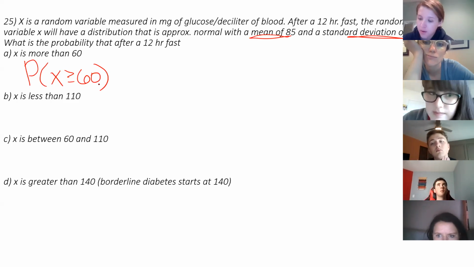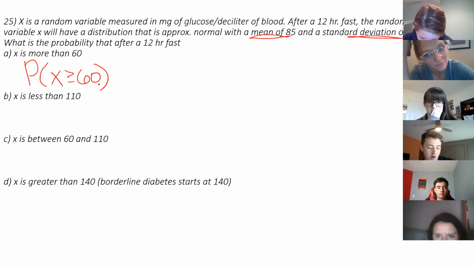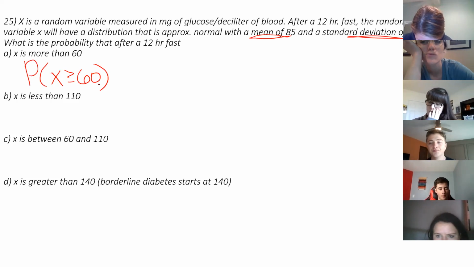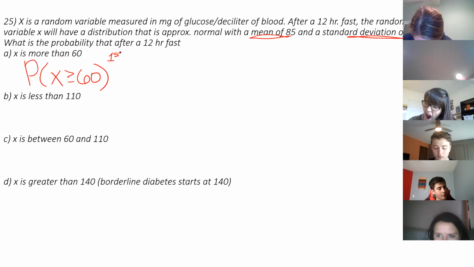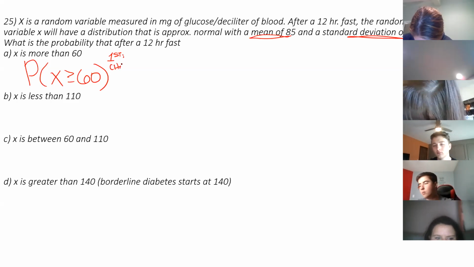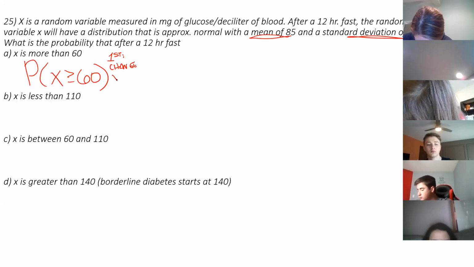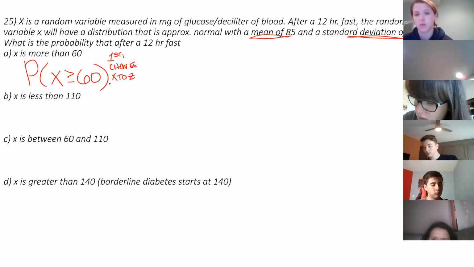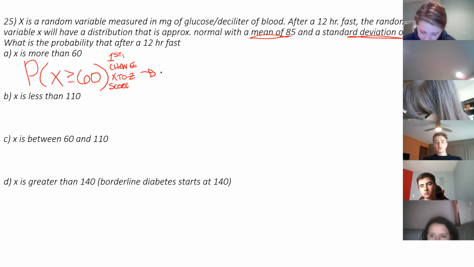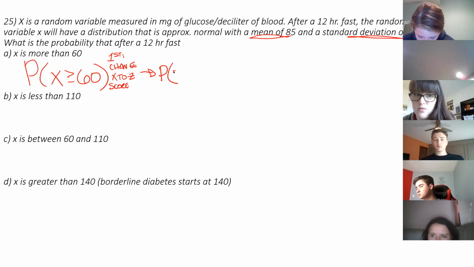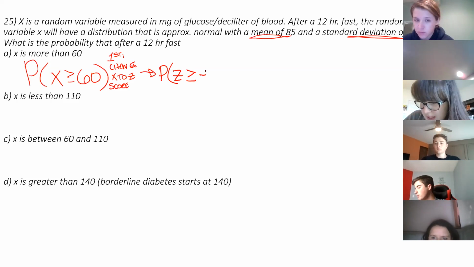I'll do it. What are you going to do, Sweeney? So X is more than 60. First you have to do 60 minus the mean, divided by the standard deviation. So 60 minus 85, divided by 25, which gives you -1. You got it. His first step is just to change it to a z-score. So we're finding the probability that z is greater than or equal to -1.